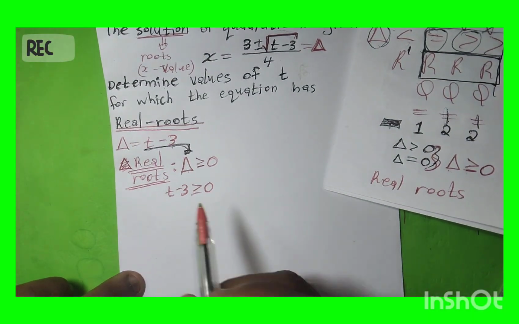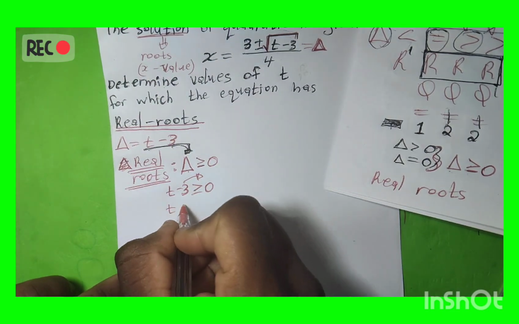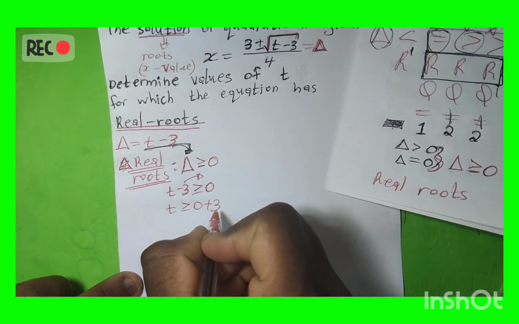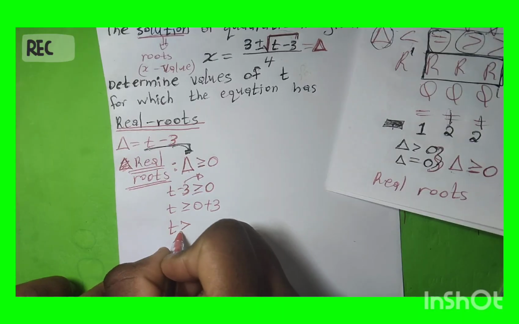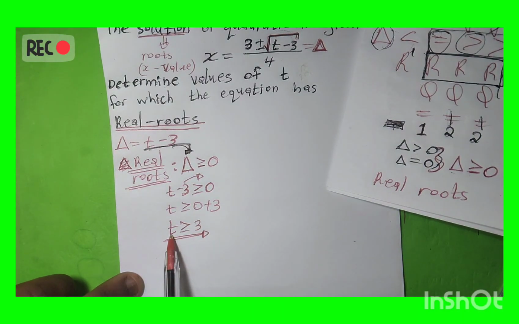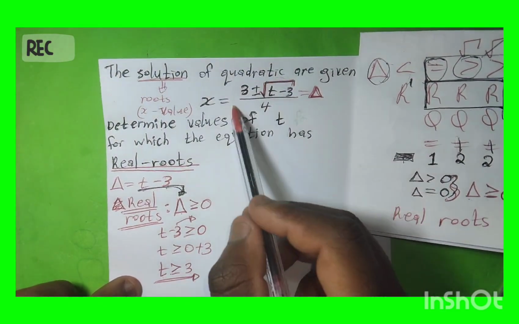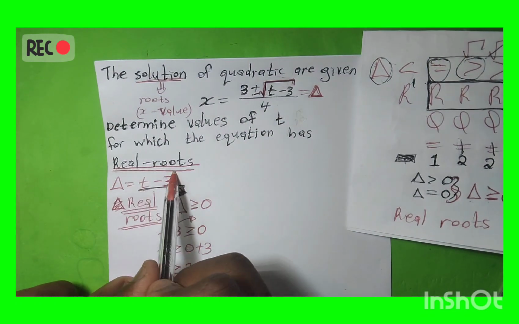And now I can solve for t. Taking that thing to the other side, this is what I will have: positive 3. So my t is greater than or equal to 3. So it means that for all values of t which are greater than 3 or equal to 3, they will make this thing have real roots.